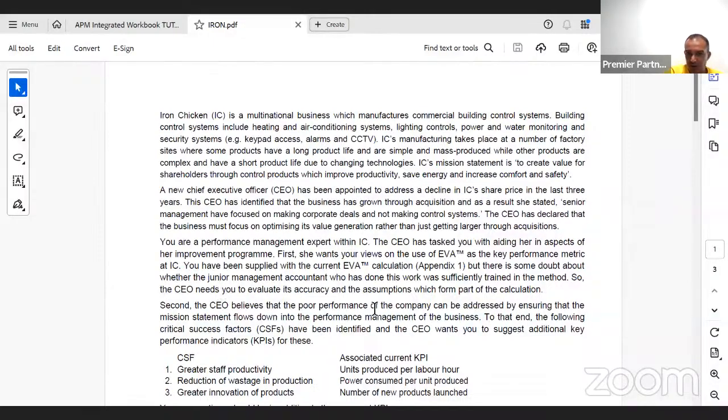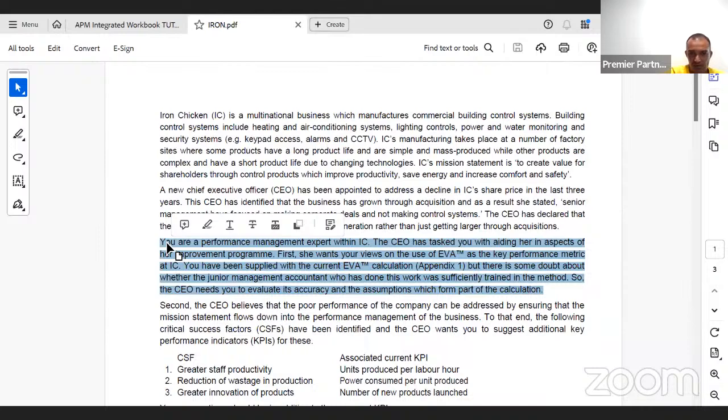You have been supplied with the current EVA calculation, but there's some doubt about whether the junior management accountant who has done this work was sufficiently trained in the method. So the CEO needs to evaluate its accuracy and the assumptions which form part of the calculation. So this entire paragraph is about that particular requirement.